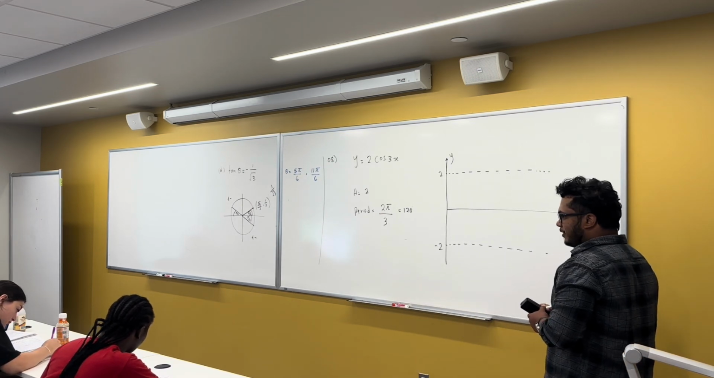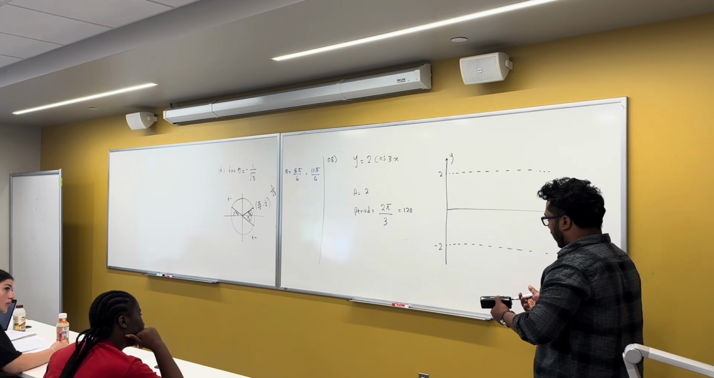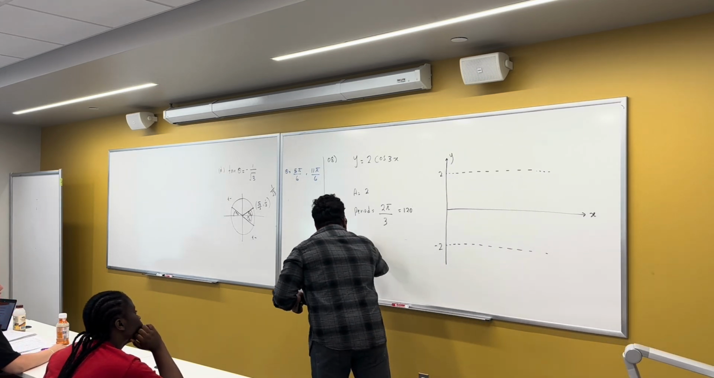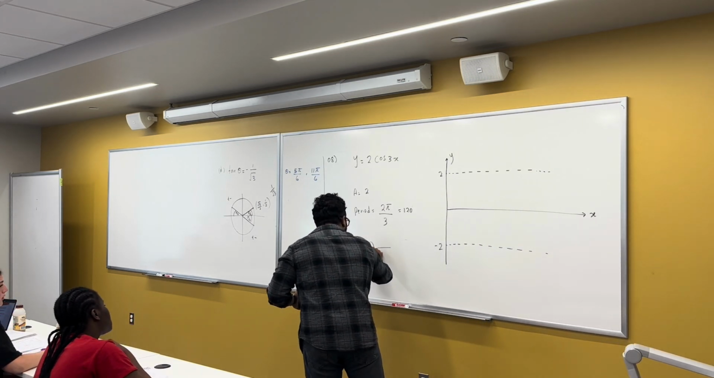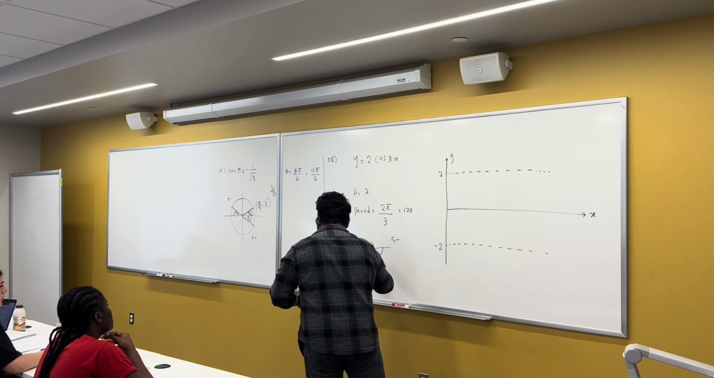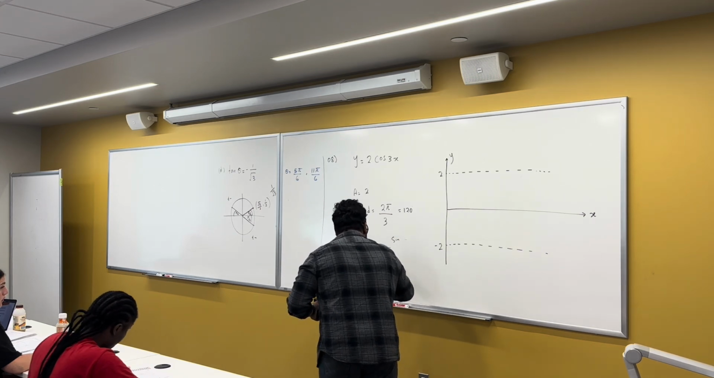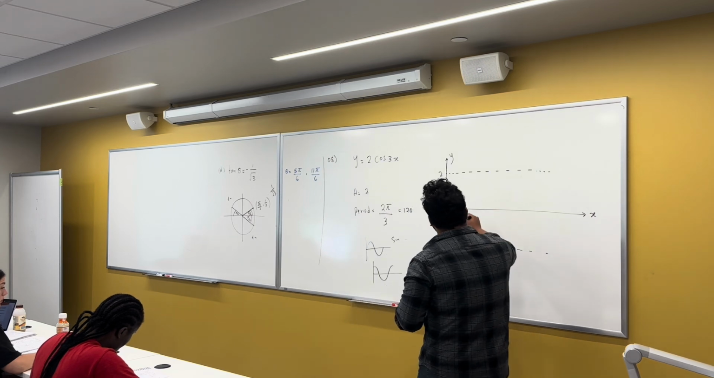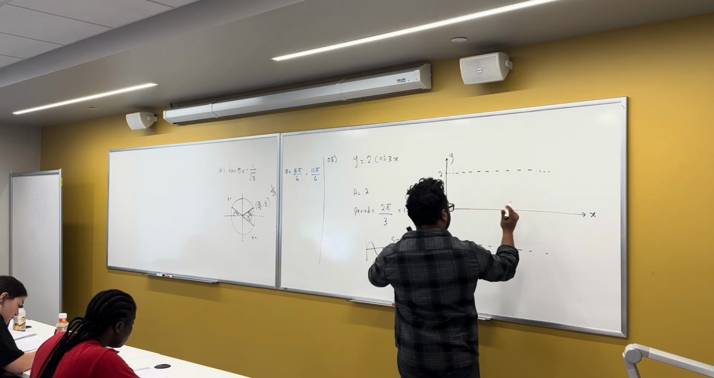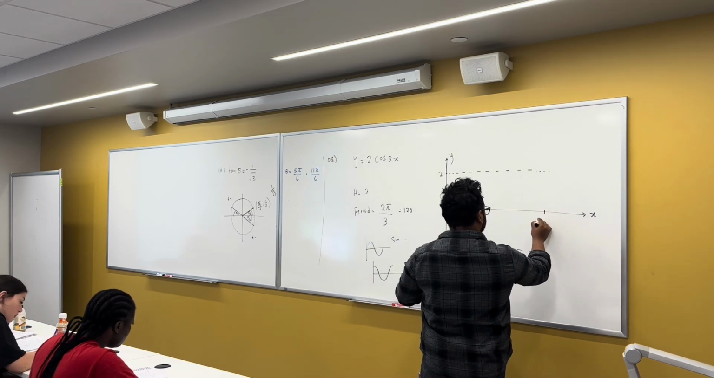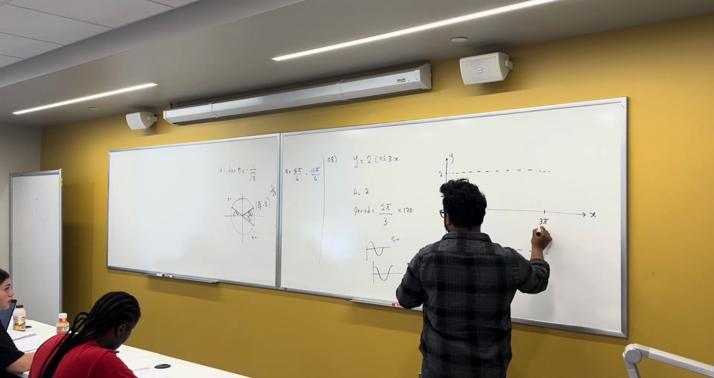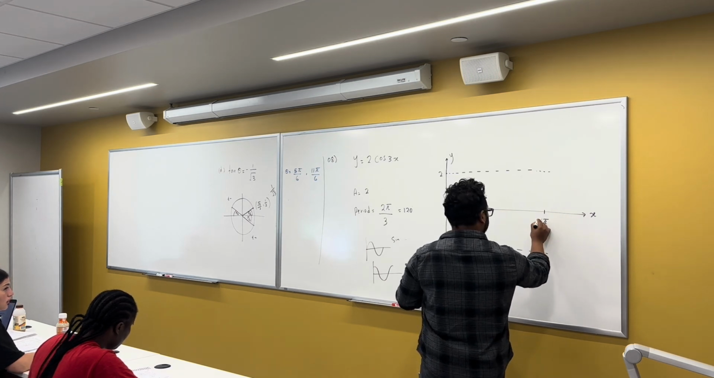Cosine graph, anybody? Now you have to think about where I should start. Sine graph looks like this. Cosine is somewhere here, right? So that means start here. But what is the period? 2 pi over 3.